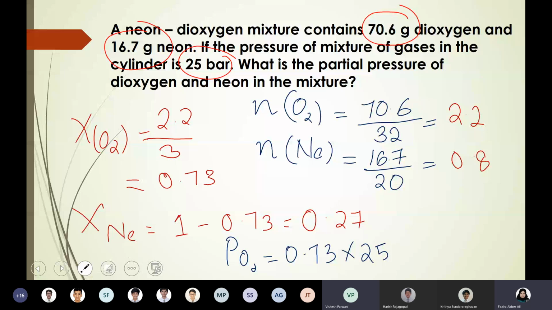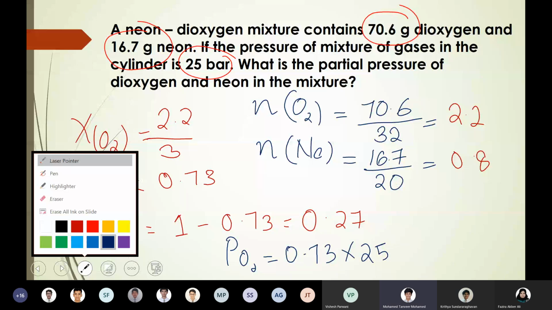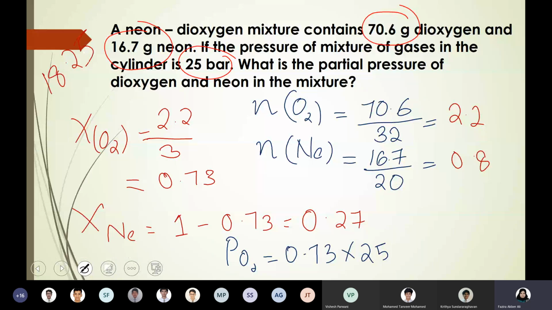Okay, good. So what is the final answer? Partial pressure of oxygen, I got 18.75. Oh, sorry, 18.25, and neon is equal to 6.75. Yes, ma'am. So you will get 18.25 for oxygen and 6.75 for neon. These are the two values you are getting.